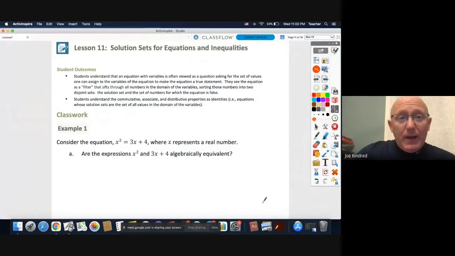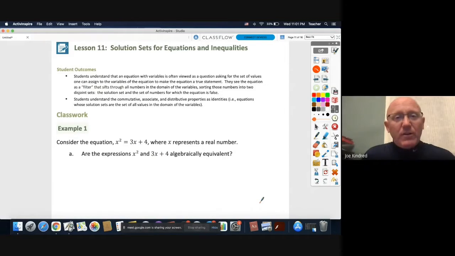Okay, we are beginning lesson 11. This is Algebra 1, Module 1, lesson 11. We just finished up lesson 10, where we were determining whether numerical expressions, numerical equations were true or false. And we also looked at the difference between algebraic equations and numerical equations. And so lesson 11 deals with solution sets of equations and inequalities.